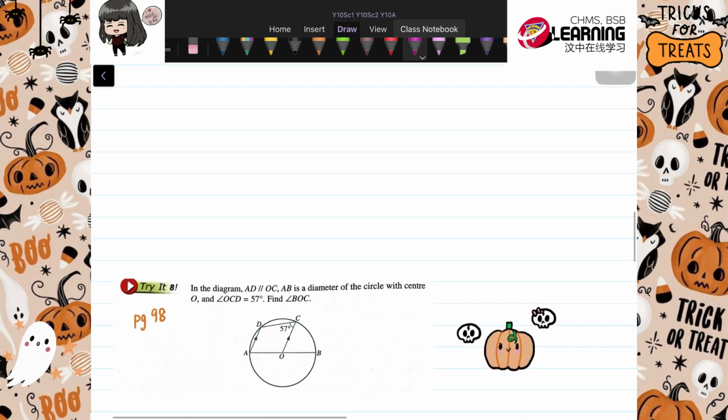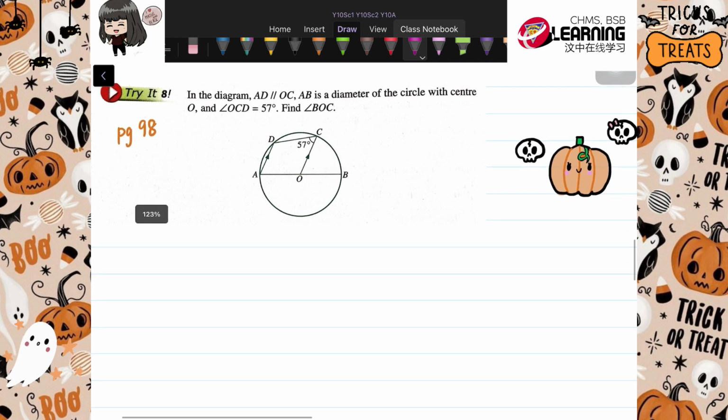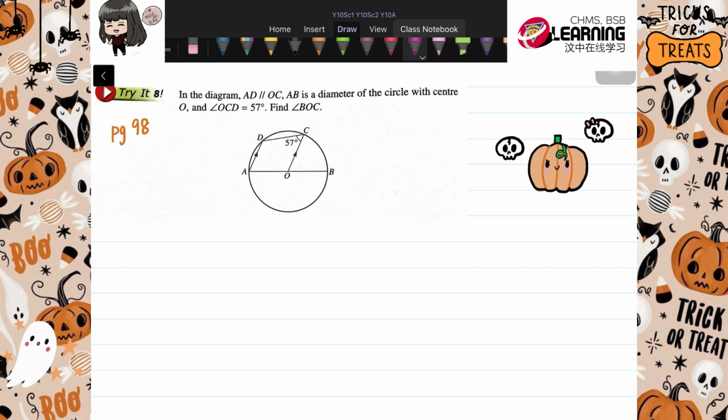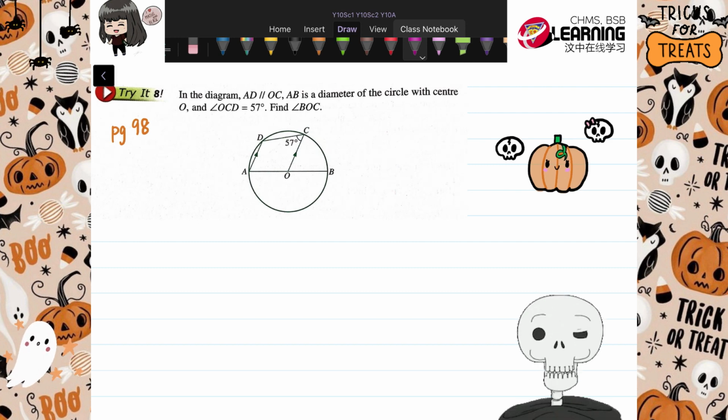Let's look at try it 8. Try it 8 is a little bit hard, only a little bit. You can try to do it on your own first. You can pause the video and try to find out for yourself. After all, this lesson is quite short, right? So I assume you already tried it out. Let me explain how to do this question.